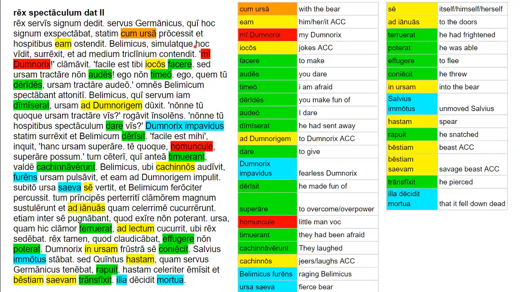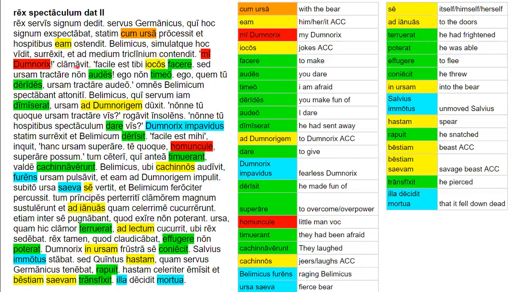Bellimicus simulatque hoc vidit, surrexit et ad medium triclinium contendit. Bellimicus, at the same time as he saw this, got up and rushed to the middle of the triclinium. So when we see simulatque, we'll translate it as at the same time as. Both vidit and surrexit and contendit are perfect tense verbs. And then he rushed to literally mid-triclinium. So these are both accusative singulars, but we're going to translate it as the middle of the triclinium.